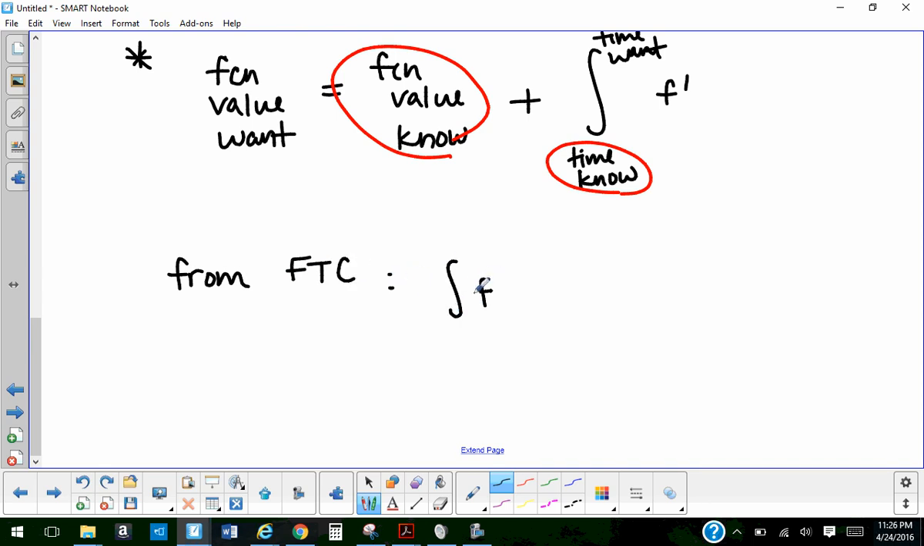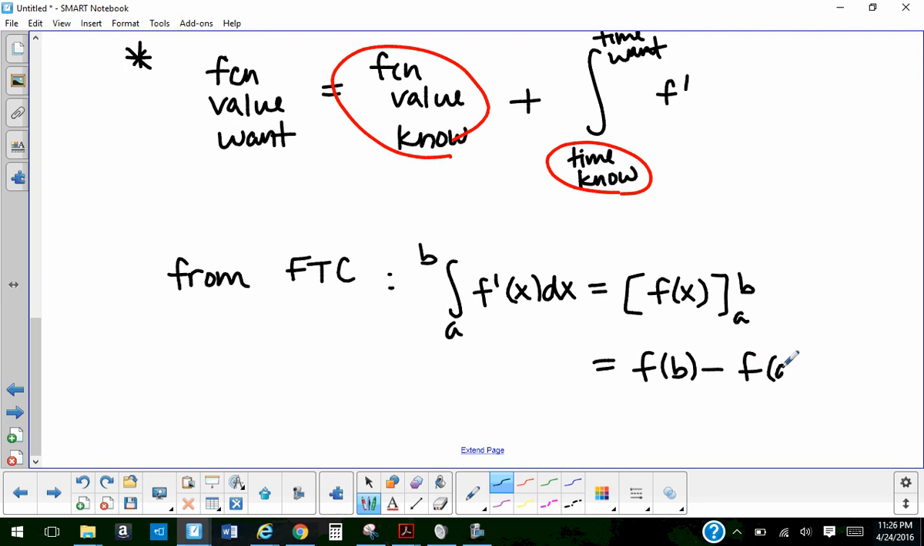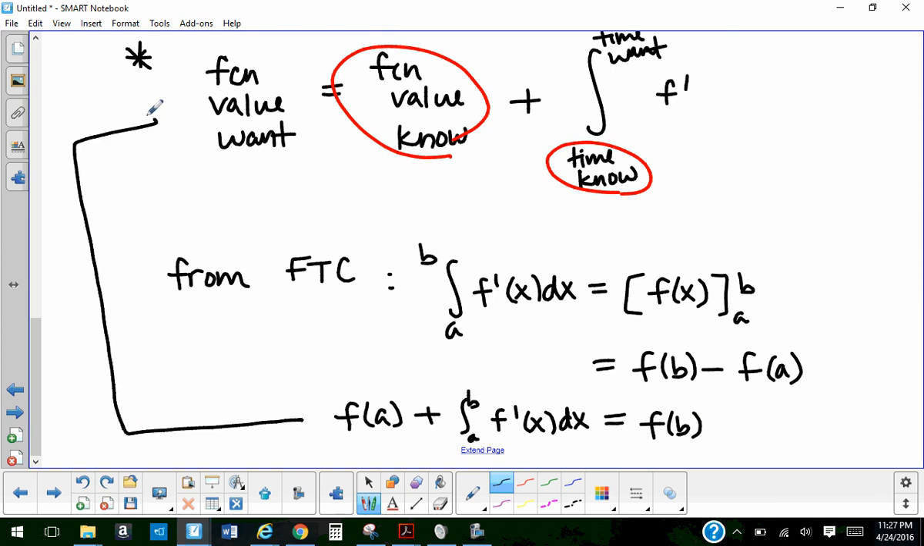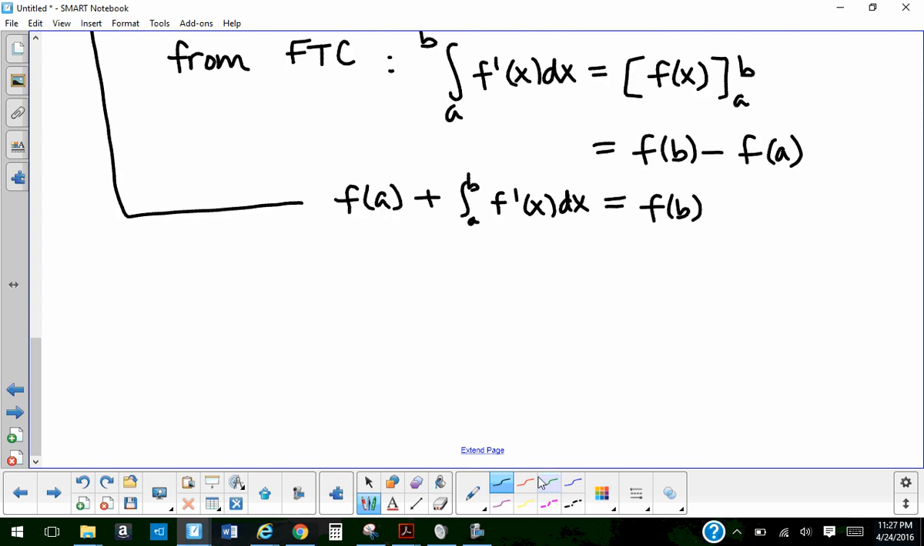And that would say if I integrate little f prime of x dx from a to b, I get little f of x from a to b, and that's the same thing as f of b minus f of a. And then just rearranging to figure out what I want. I'm going to add f of a to this side and then have the integral from a to b of f prime of x dx equal to f of b. And that's what we summarized up here. The order has been flip-flopped as far as what's on which side of the equal sign.